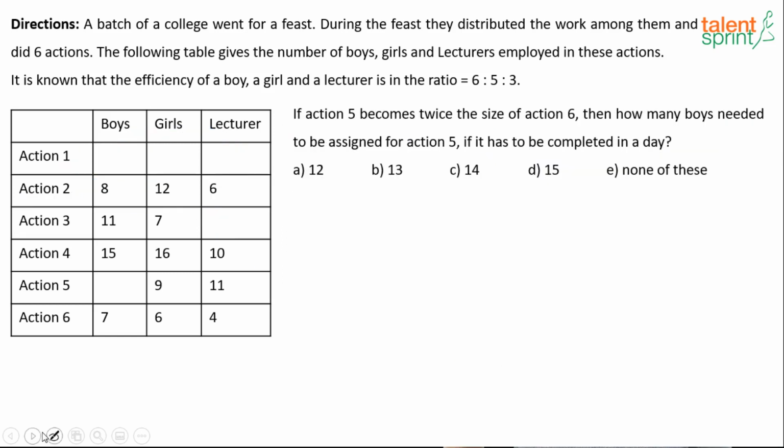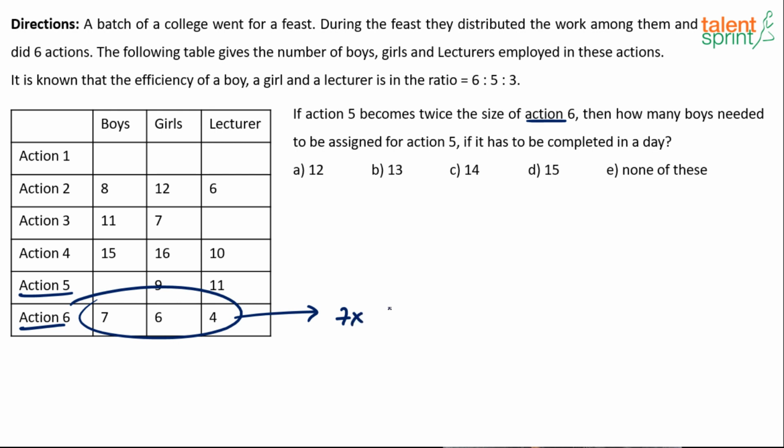So moving on. I think the last question from this data here on your screens now. If action 5 becomes twice the size of action 6, then how many boys will be needed to be assigned for action 5 if it has to be completed in a day? So action 5 basically becomes twice the size of action 6. Now what is the size of action 6? We know the number of persons involved in action 6. We can find out the size. What is the size here?